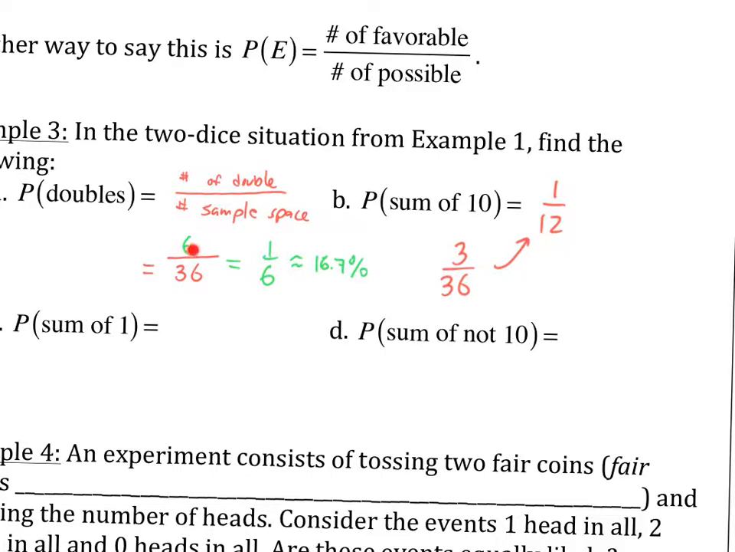Notice here, because this one originally is 6 over 36, and this one's 3 over 36, you're twice as likely to get doubles as you are to get a sum of 10. You are 2 times more likely to get this than this one here.